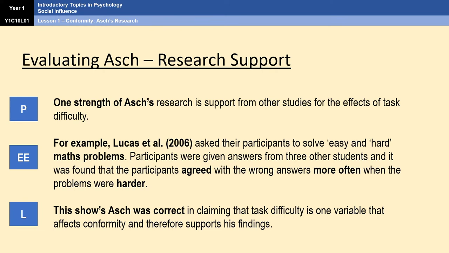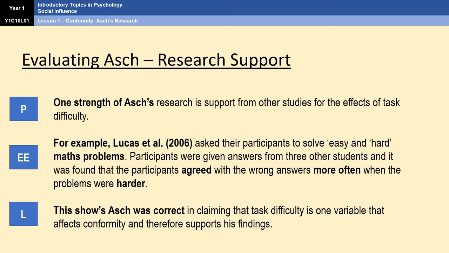So Asch's research has support from other studies that have looked into the effects of task difficulty. Okay, so for example, Lucas et al. in 2006 conducted a study where they asked participants to solve easy and hard maths problems. All the participants were given answers from three other students, and it was found that participants agreed with the wrong answers more often when the problems were harder, which supports Asch's claim that task difficulty affects conformity.